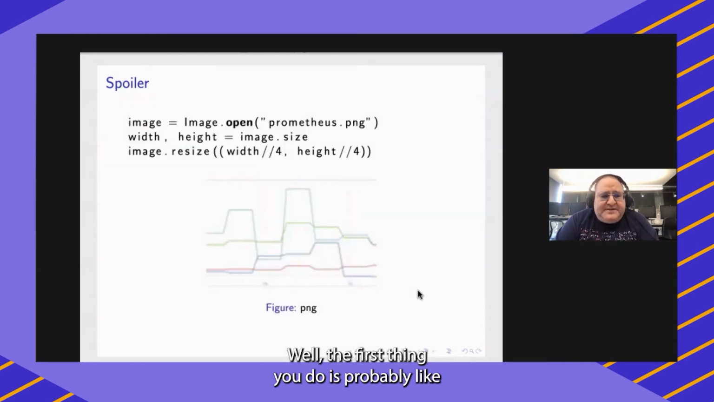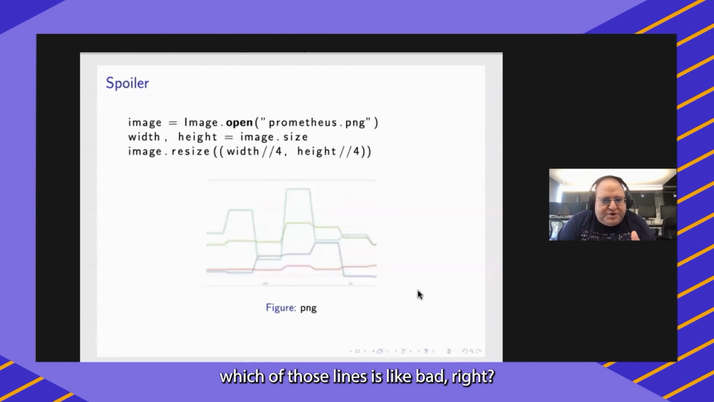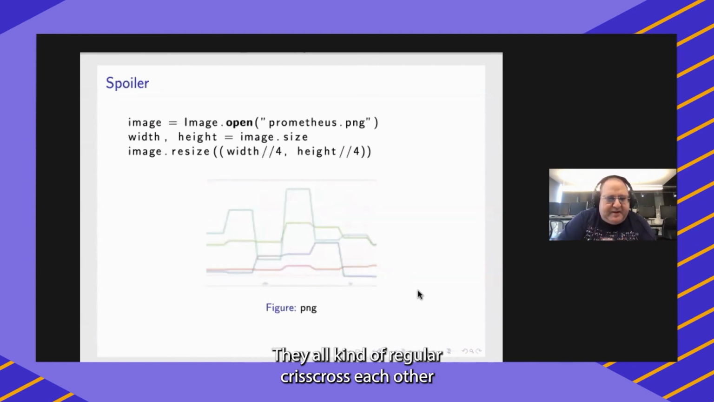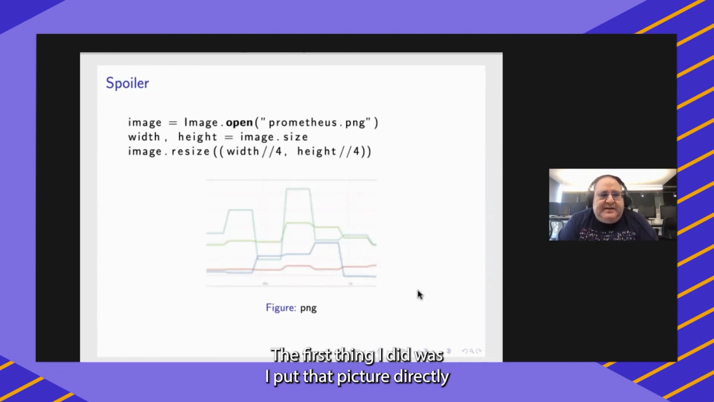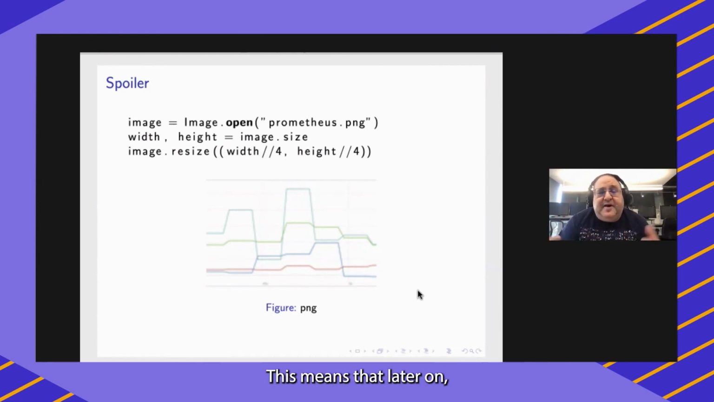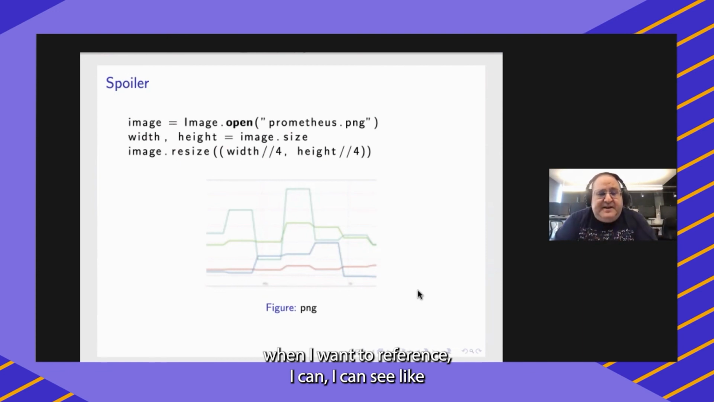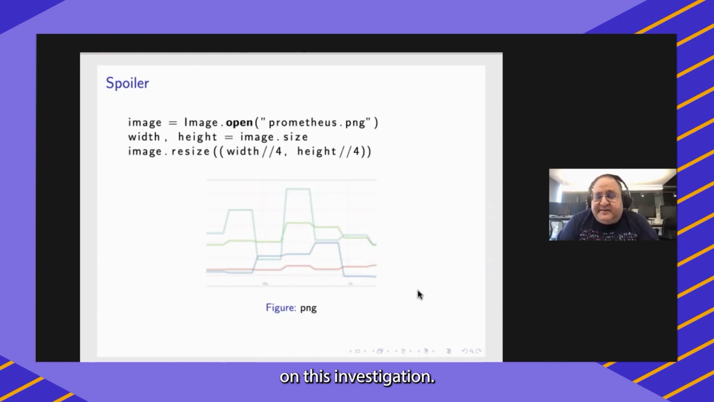Well, the first thing you do is probably look at some monitoring system. I use Prometheus because I could run it for free on my own system. And you see the picture, and it's kind of hard to figure out which of those lines is bad, right? They all crisscross each other, and I'm not really sure what's normal here. The first thing I did was I put that picture directly in my Jupyter notebook. This means that later on, when I want to reference it, I can see what was the initial picture that started me on this investigation.